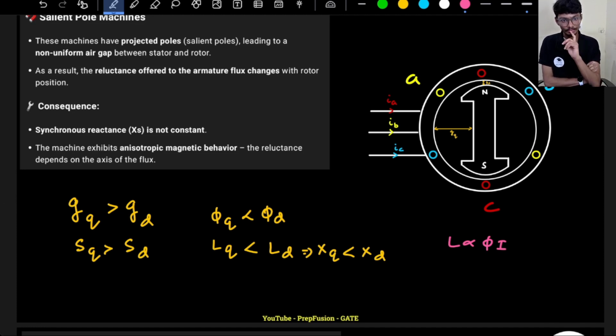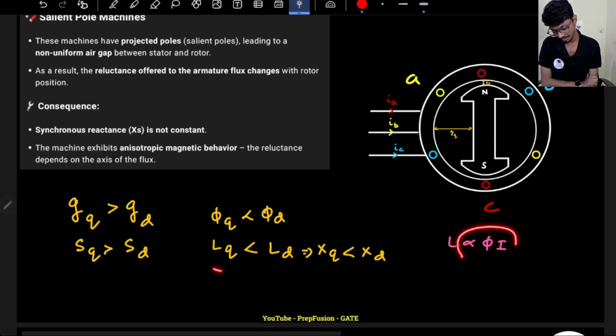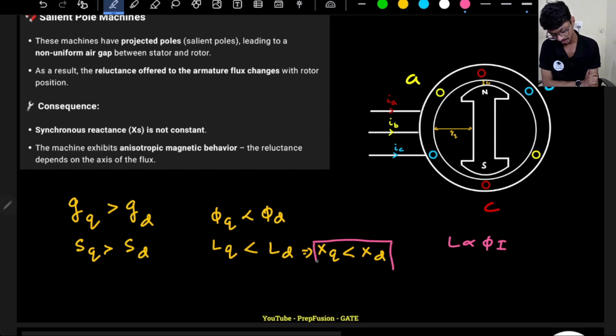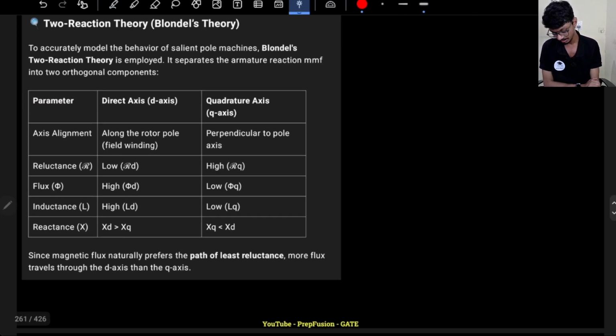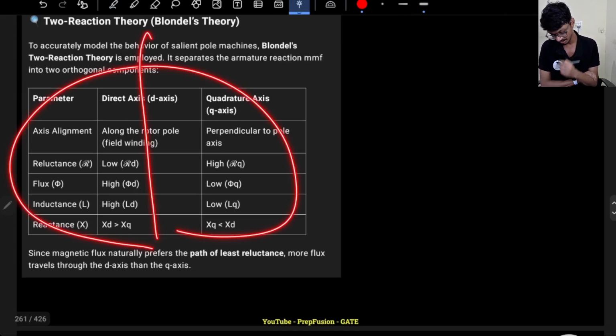Okay, so yeah, it is proportional to phi. So if flux is lower, inductance will be lower. Now if inductance is lower, reactance will be lower, Xq will be lower. Okay, so this is another important relationship that you should keep in mind, that generally the Xq will be lower than the direct axis reactance, and that makes sense. This will have higher reactance because due to this only the main field is getting produced. Okay, so same thing, I've compared these things here, same thing is written over here.